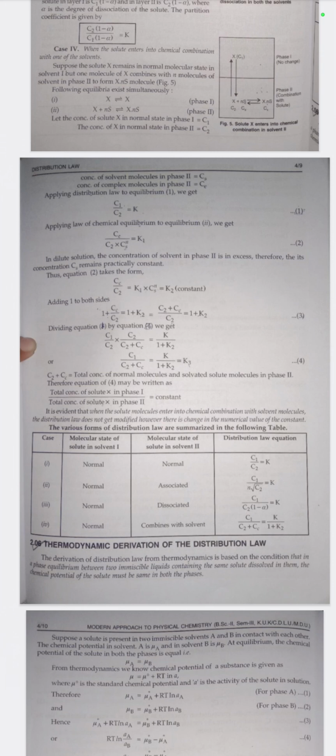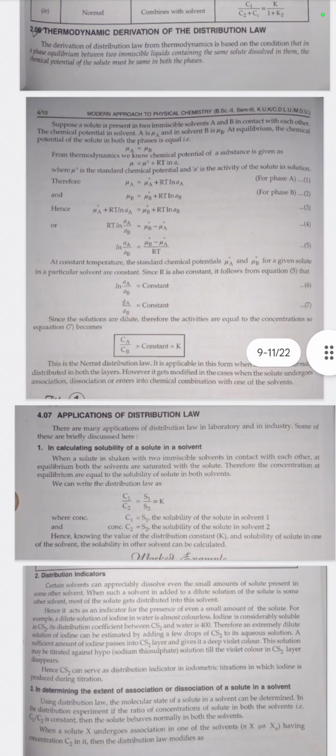Thermodynamic derivation of distribution law. The derivation of distribution law from thermodynamics is based on the condition that in a phase equilibrium between two immiscible liquids containing the same solute dissolved in them, the chemical potential of the solute must be the same in both the phases. Suppose a solute is present in two immiscible solvents A and B in contact with each other. The chemical potential in solvent A is mu A and in solvent B is mu B. At equilibrium, the chemical potential of the solute in both the phases is equal, that is mu A is equal to mu B.